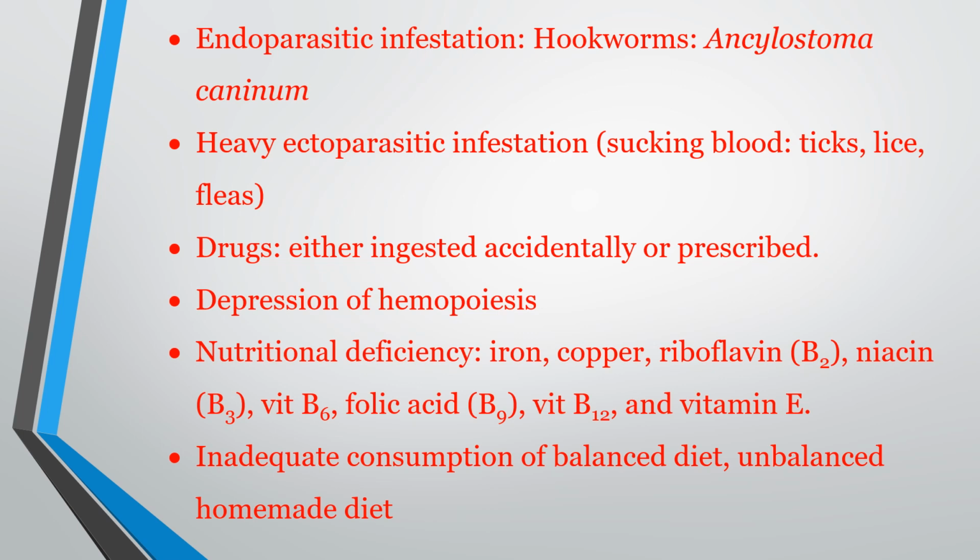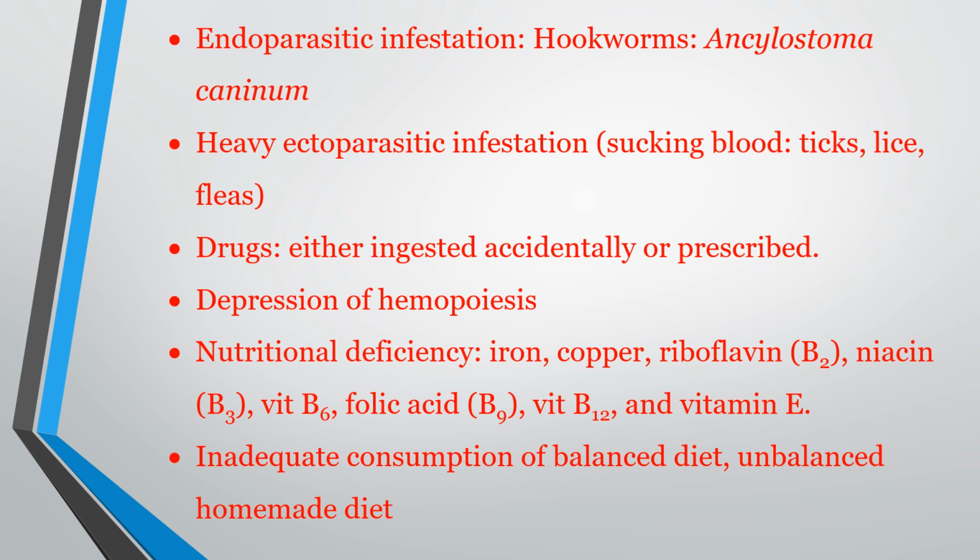Heavy ectoparasitic infection, they are sucking blood: ticks, lice, and fleas. If they are less in numbers, it may cause a subclinical or chronic anemia. If they are large in number, it may cause acute anemia.